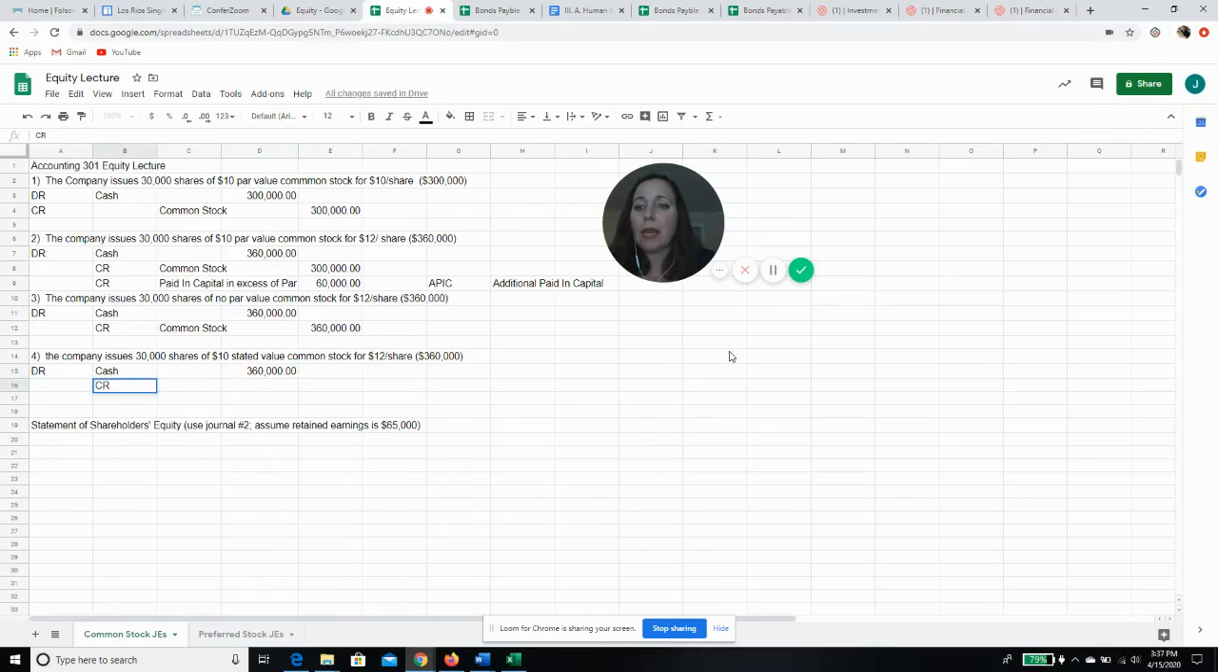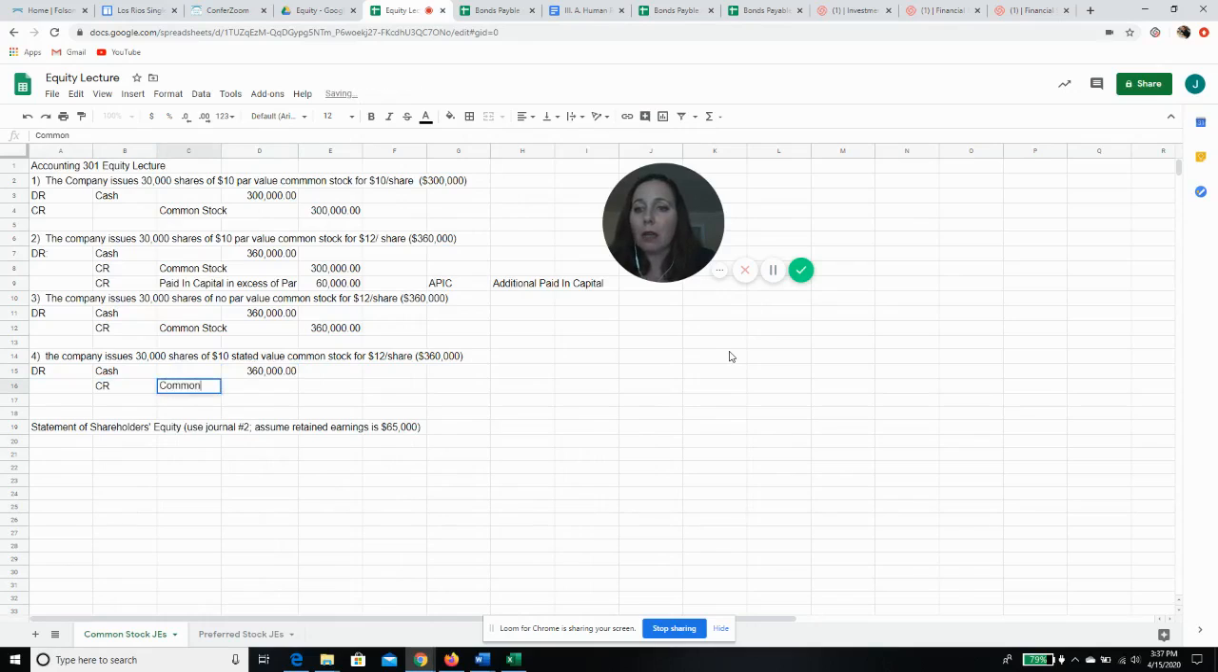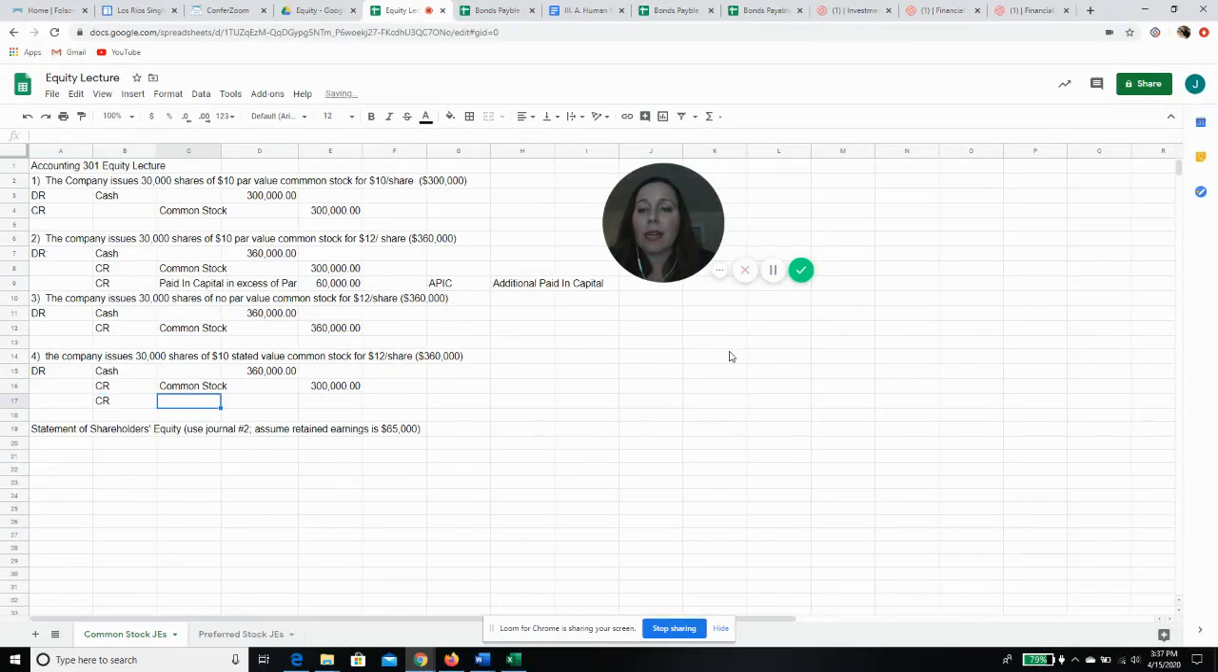We're going to credit common stock, and we are going to credit for the par value, or the stated value, sorry, the stated value times the number of shares we sold, which is $300,000. And our second credit is going to be paid in capital in excess of stated value.